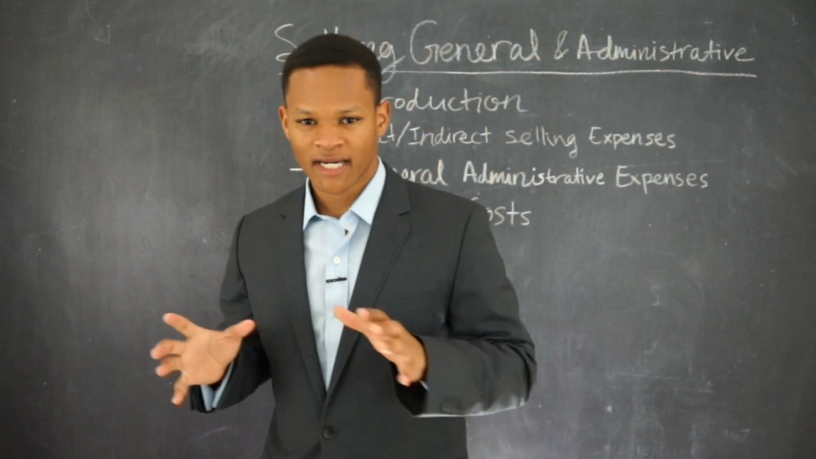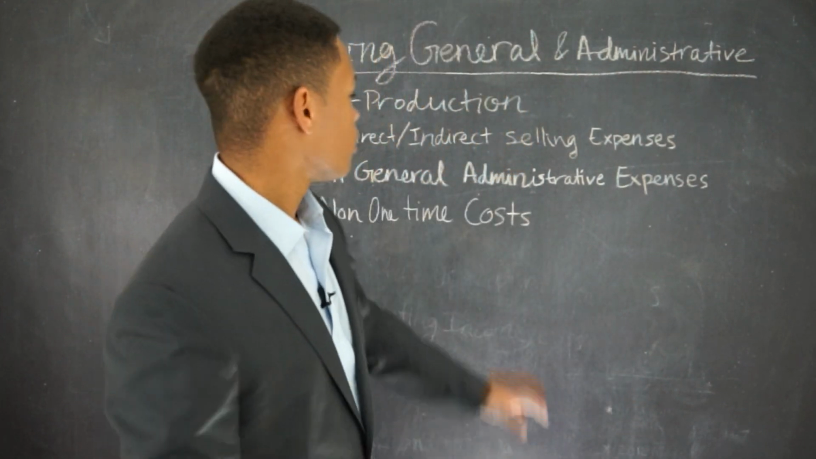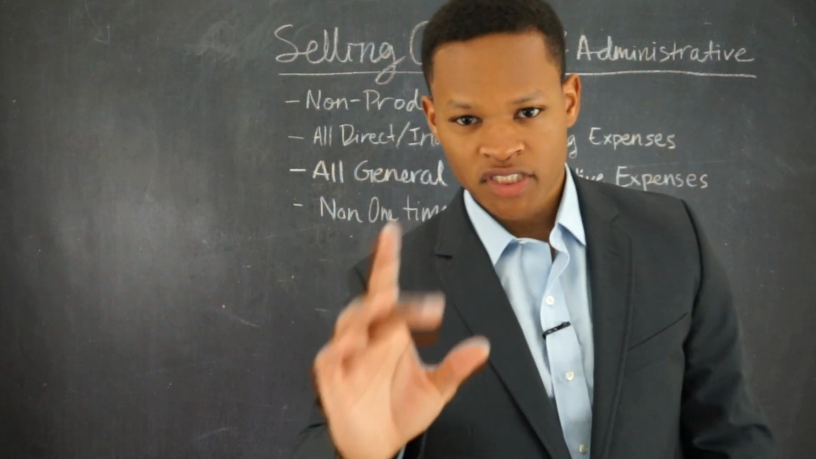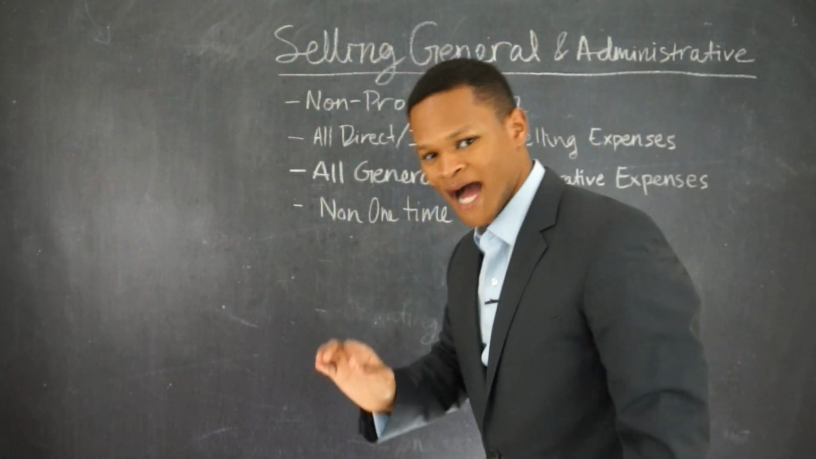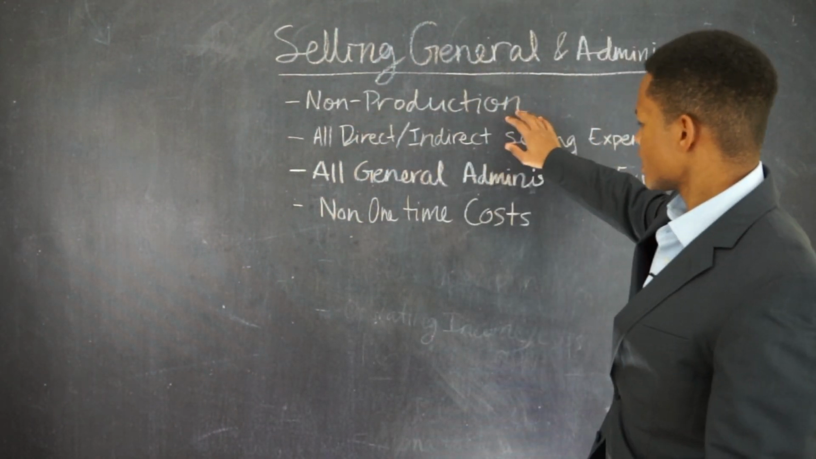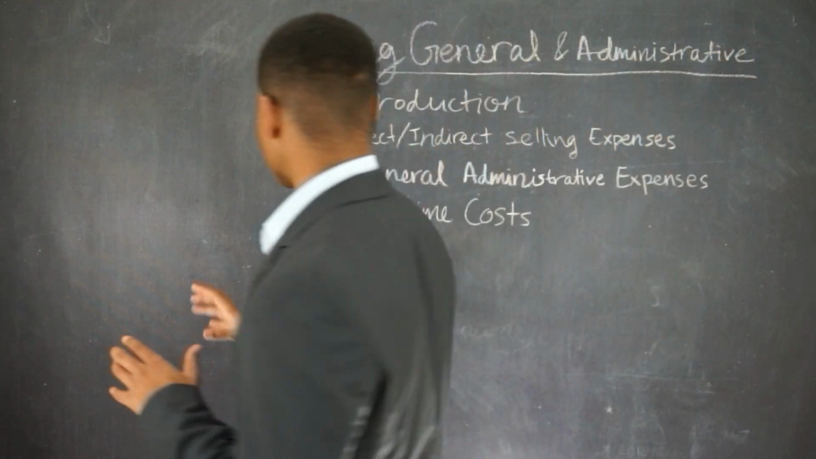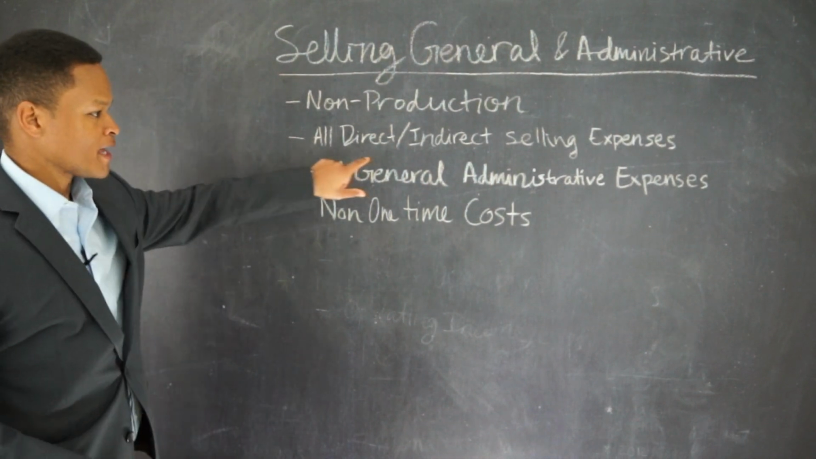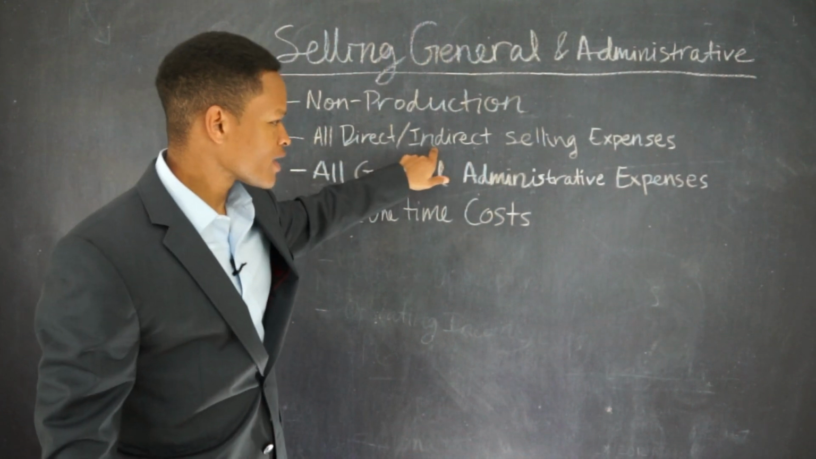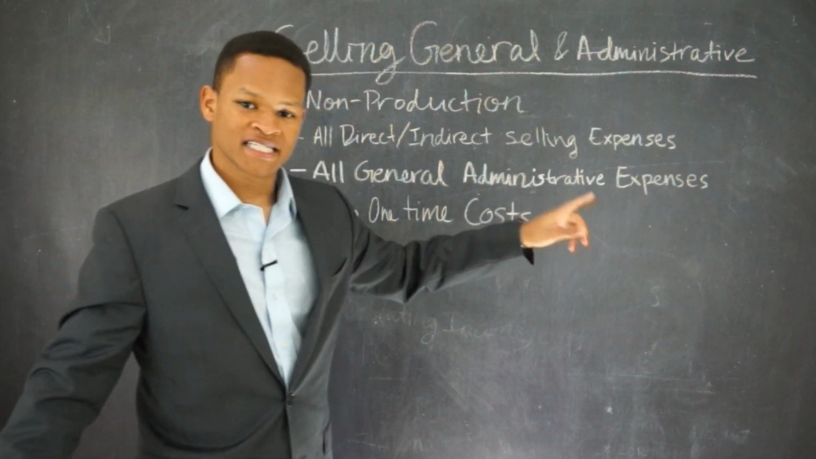When we look at an income statement, underneath R&D, we typically see something by the name of SG&A, or Selling, General, and Administrative. It's important to remember that SG&A does not include production expenses or production costs. Rather, the SG&A is all of the direct and indirect selling expenses. It also includes all general administrative expenses.